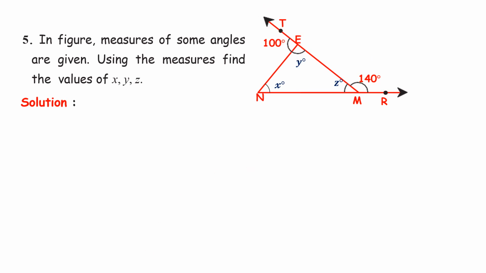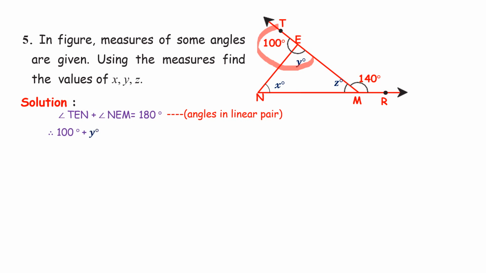These two angles, 100 and y, make angles in linear pair. Therefore, addition of these two is equal to 180. Angle TEN plus angle NEM is equal to 180 degree. Write down the reason: angles in linear pair. Now substitute the value. 100 degree plus y degree is equal to 180. Therefore, y is equal to 180 minus 100 is equal to 80 degree.